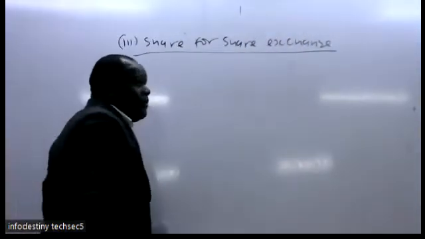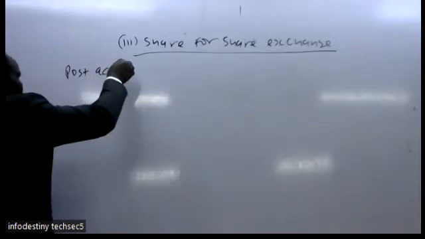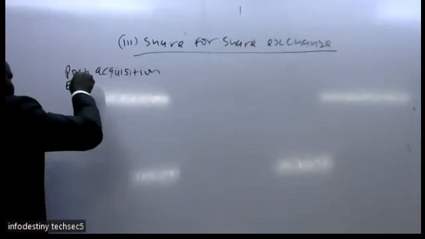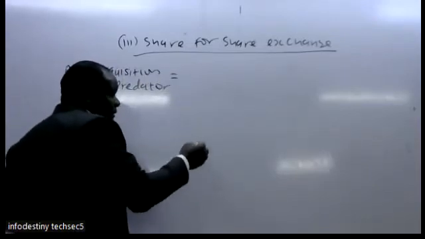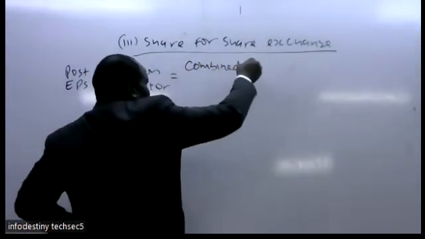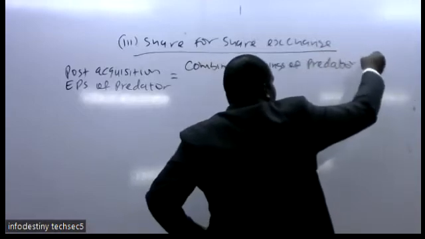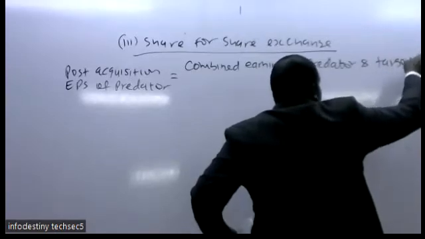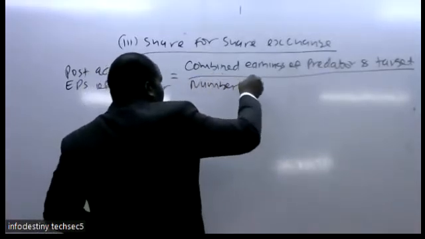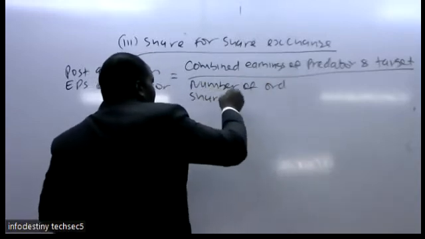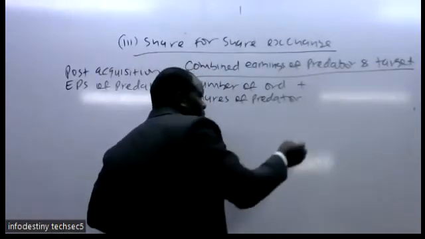So how do we get the earning per share of the predator at that point? To calculate the post-acquisition earning per share of the predator, it will be given by the combined earnings of the predator and the target, then you will be required to divide by the number of ordinary shares of the predator, then we add new shares.